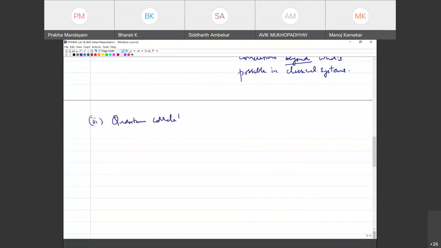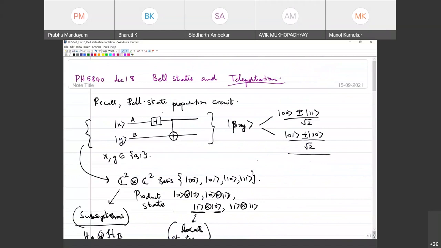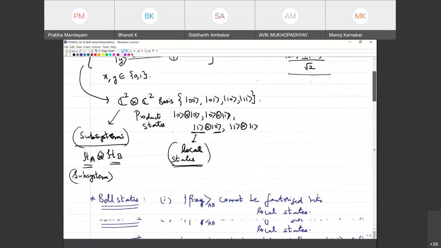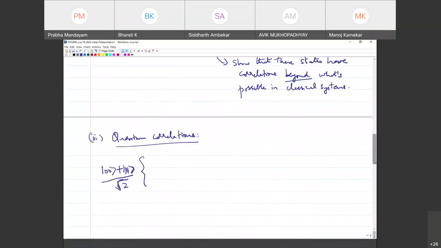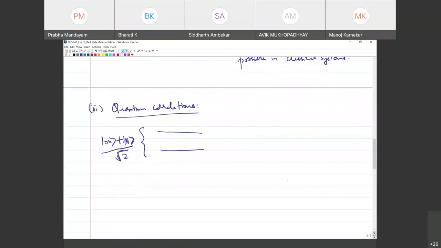So now imagine that I have prepared one of these Bell states. I already showed you a preparation circuit. We in fact started by talking about a preparation circuit, and this is something one can do in a lab. If you have access to two qubit systems and you are able to implement a Hadamard and a CNOT, you have a Bell state at the output. You have one of these states at the output. So the fact that these states cannot be factorized into local product states has some rather interesting consequences, particularly when you measure these systems.